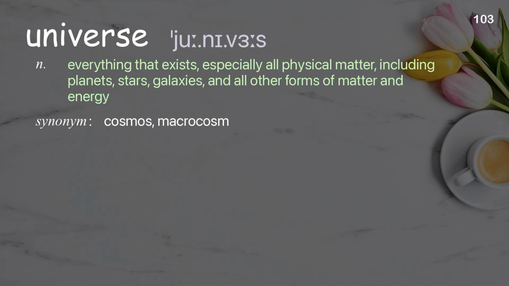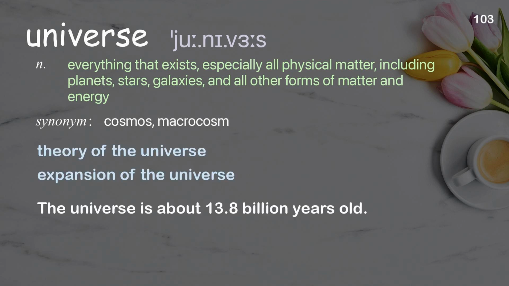Universe: everything that exists, especially all physical matter, including planets, stars, galaxies, and all other forms of matter and energy. Examples: theory of the universe, expansion of the universe. The universe is about 13.8 billion years old.